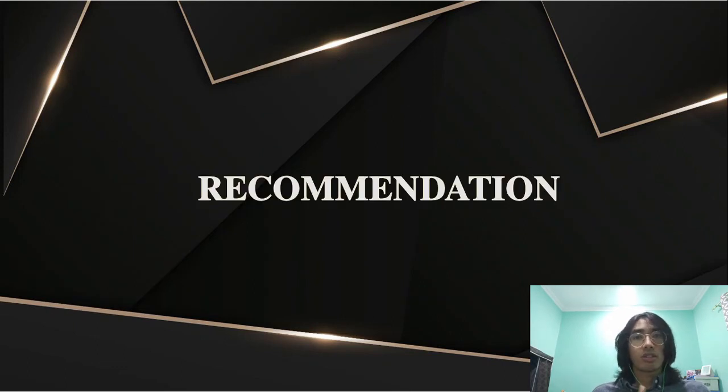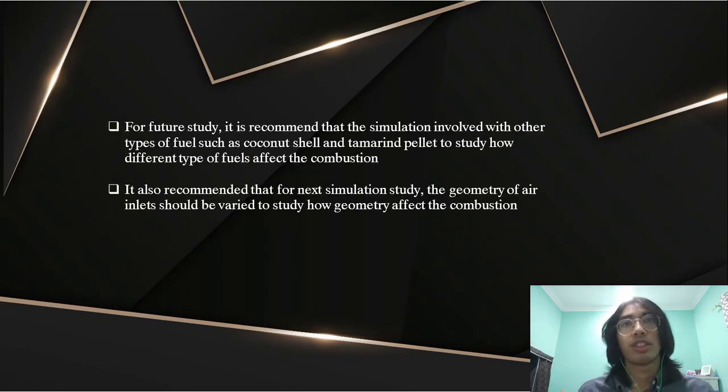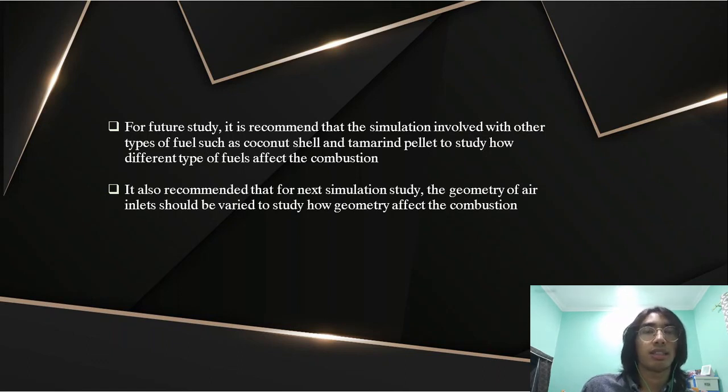Next is the recommendation. For future study, I recommend that the simulation involve other types of fuels such as coconut shells and tamarind pellets, to study how different types of fuel affect the combustion. In this study, I only used wood as the fuel and no other type of fuel was used. By doing that, we can see how other fuels affect the combustion in the solar stove.